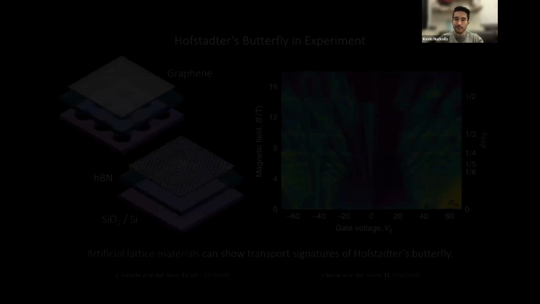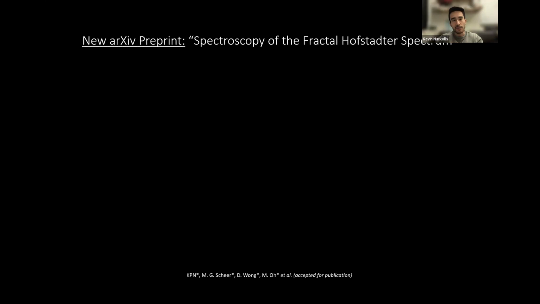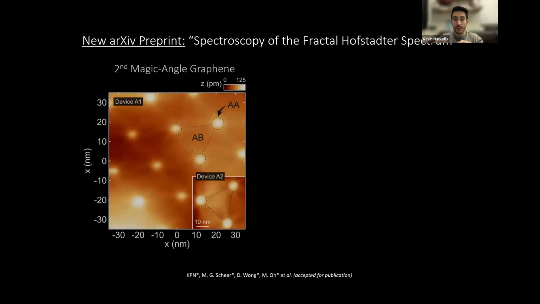That is, there are no existing spectroscopic measurements that have resolved Hofstadter bands in a real material. Today, my teammates and I are really excited to share with you a new paper on arXiv where we've solved this issue and made the first observations of Hofstadter bands in a moiré material, namely second magic angle graphene, which we believe is a sort of model platform for these observations. There are a lot of advantages that I'll tell you about in this talk of why we like this material.